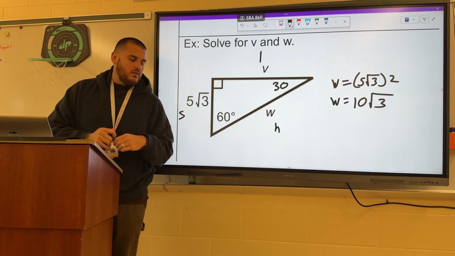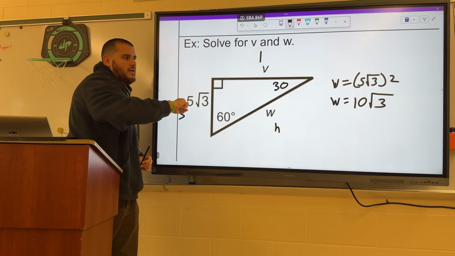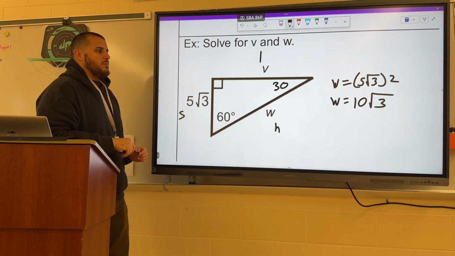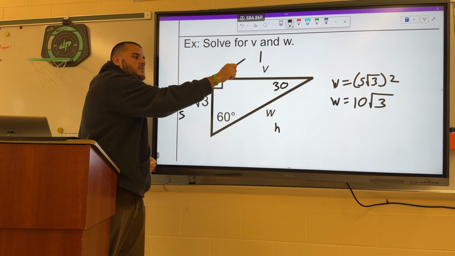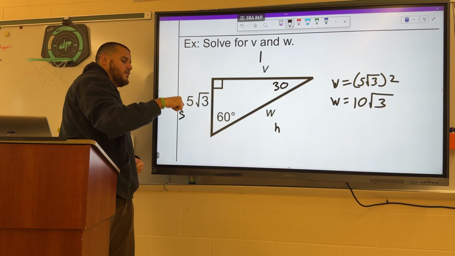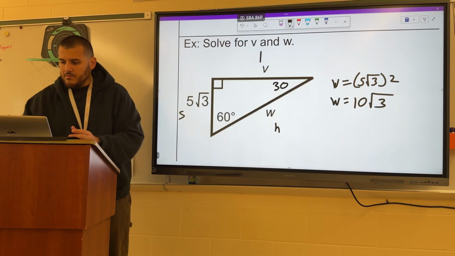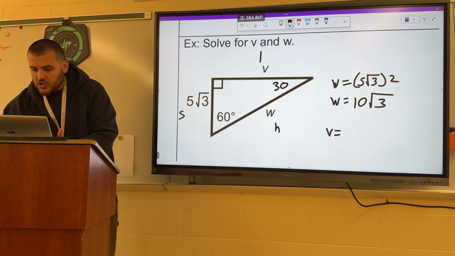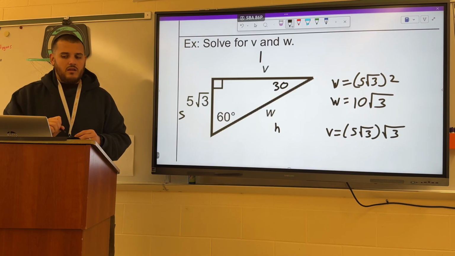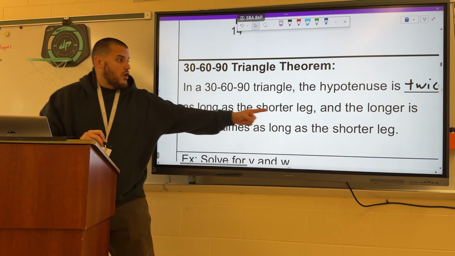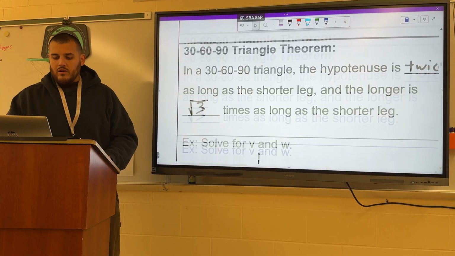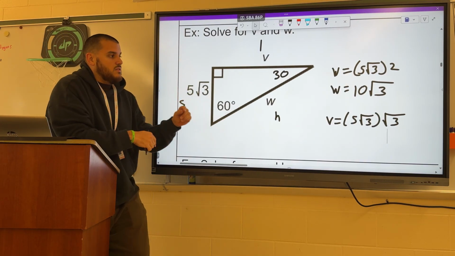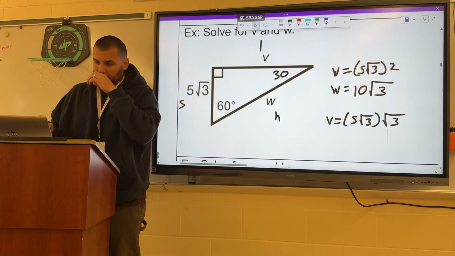That's its exact value. I think the relationship between the long leg and the short leg is a little bit more complex to think about because the number that's involved here is the square root of 3. The long leg is the square root of 3 times longer than the short leg. So V, my long leg here, would equal the short leg, 5 times the square root of 3, times the square root of 3. Again, make sure we have clarity here. The longer leg is the square root of 3 times longer than the short leg. So I need that short leg, that value, times the square root of 3. That's the calculation I'm doing here.